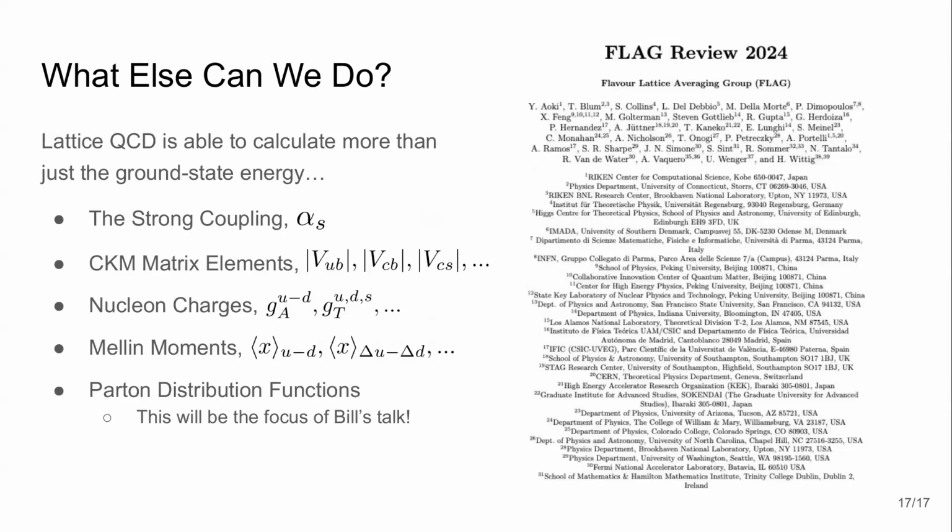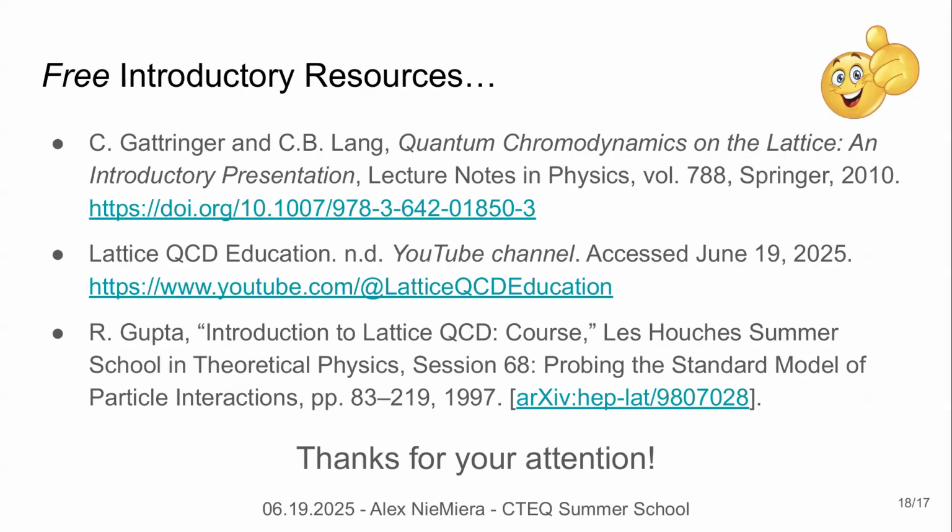But we calculate a lot more than just ground state energy on the lattice. I have just a couple examples here. If you want to learn more about other things that we can calculate, I would recommend you read this Flavor Lattice Averaging Group, or FLAG, review. This covers the strong coupling constant, CKM matrix elements, etc. Everything but PDFs, which is what Bill is going to discuss next. And that concludes my super quick introduction to lattice QCD. If anybody has questions, they can go ahead and ask them now.